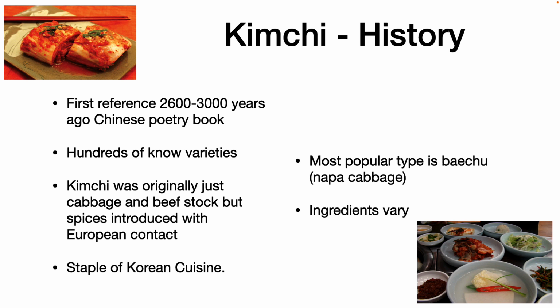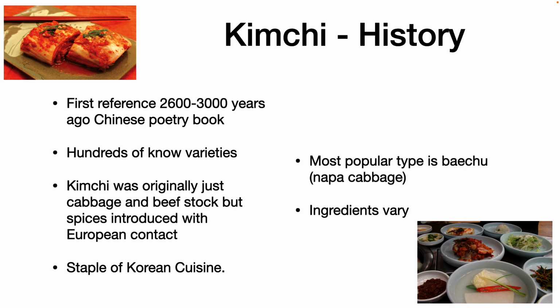Kimchi history. Kimchi is an ancient practice, being referenced more than 2,500 years ago in a Chinese poetry book. There are hundreds of known varieties. Its original form was just cabbage and beef stock, but spices were introduced when societies in Asia started trade with European countries. Kimchi is a staple of Korean cuisine. Most Korean families will have some kimchi at every meal.